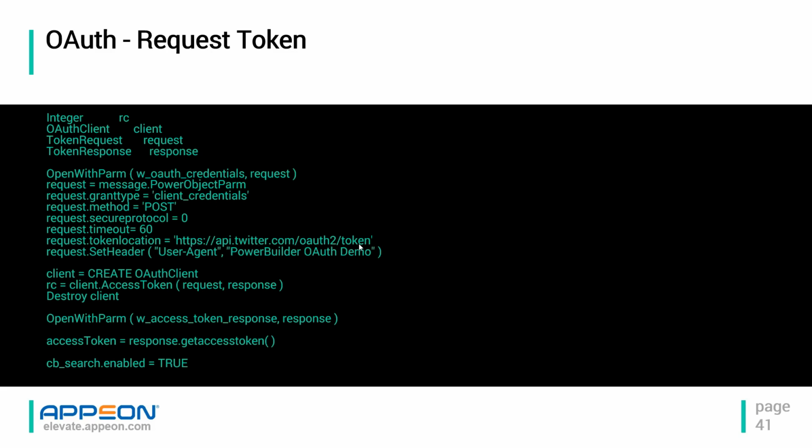This is the URL that Twitter says you need to use to do your token request. And what I found is that I needed to do a set header for user agent to some value, and I just set it to PowerBuilder OAuth demo. If I didn't do that, Twitter wouldn't respond to my request, and I imagine they might be doing that to prevent somebody from spamming their servers with invalid requests. That's my guess anyway. So that's what I do in my code here, I do the set header and indicate some user agent here.